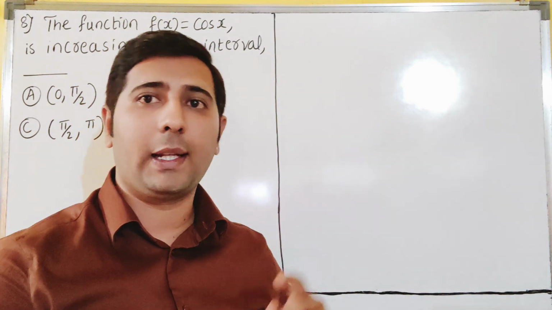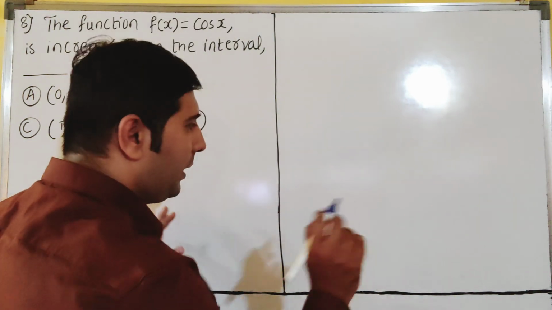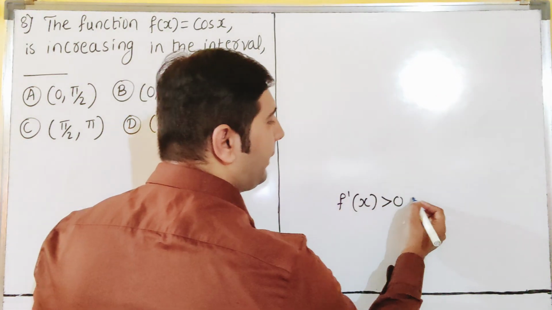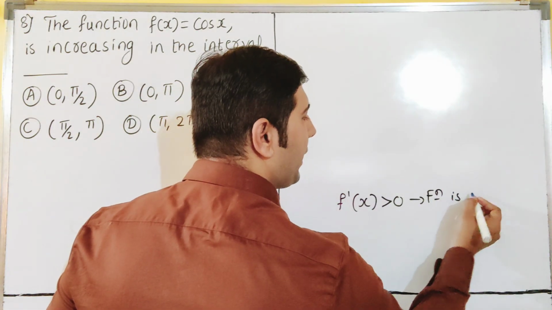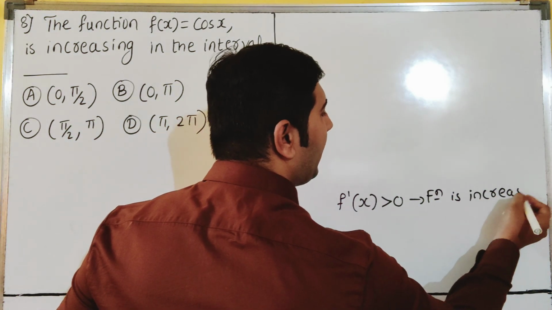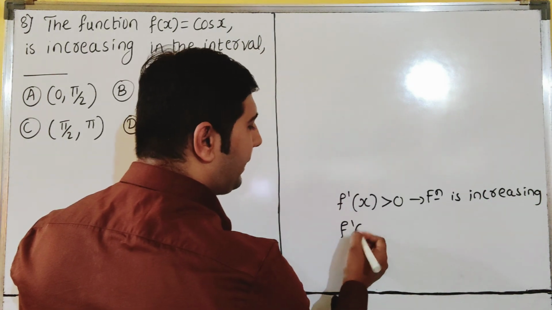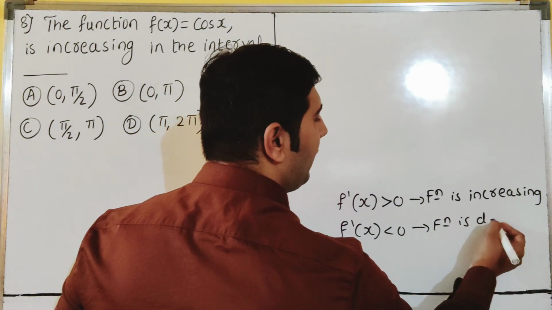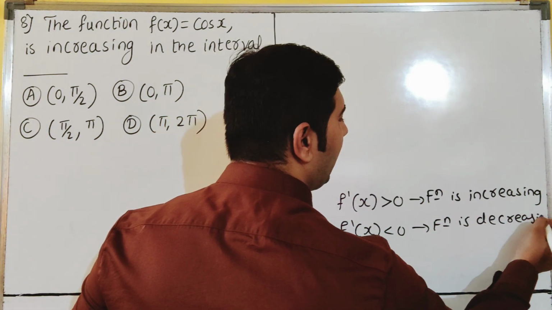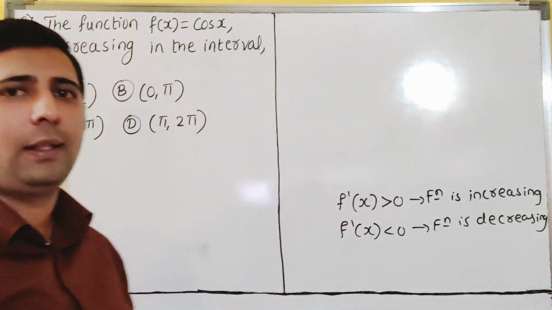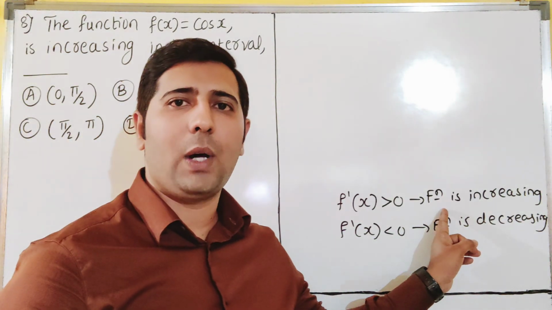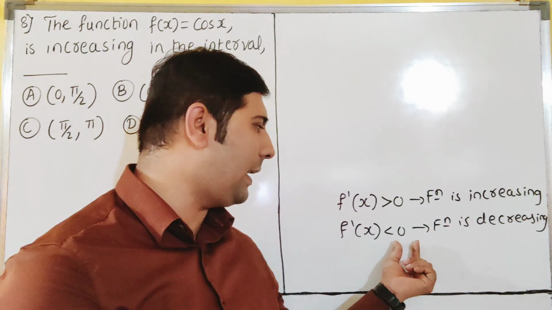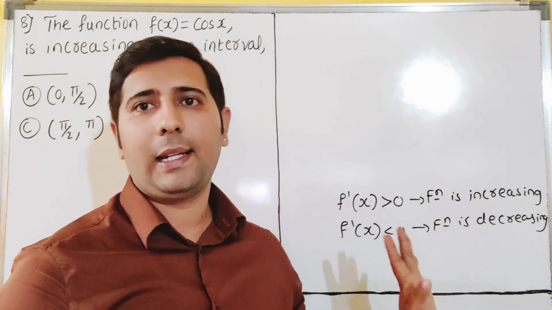First of all, you should know what is an increasing function and what is a decreasing function. Just for your understanding, I will write: f dash of x greater than 0 means the function is increasing, dear students. If f dash of x is less than 0, the function is decreasing. This is strictly increasing and strictly decreasing, dear students. Don't get confused.